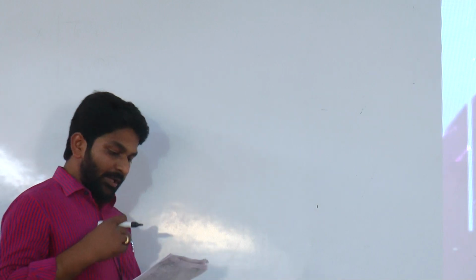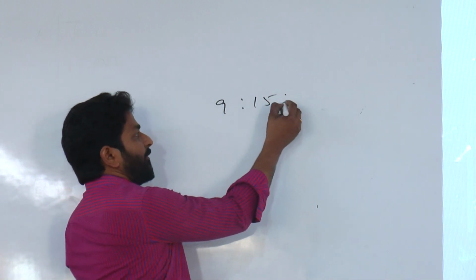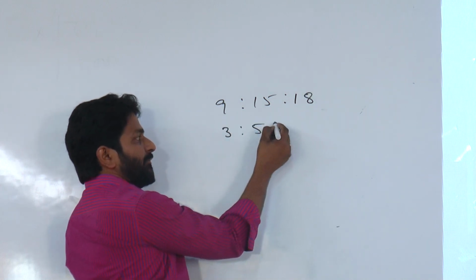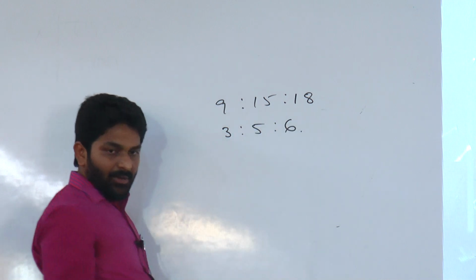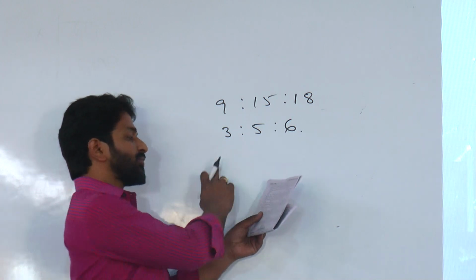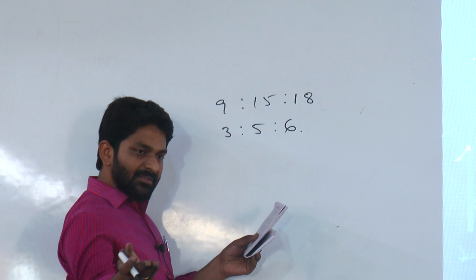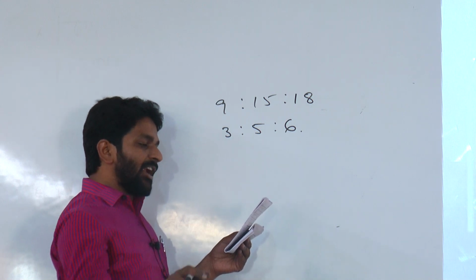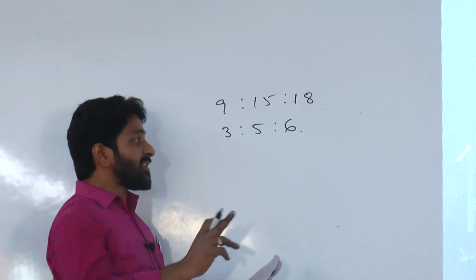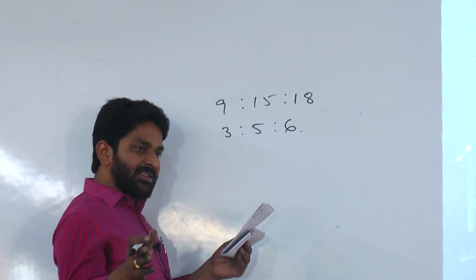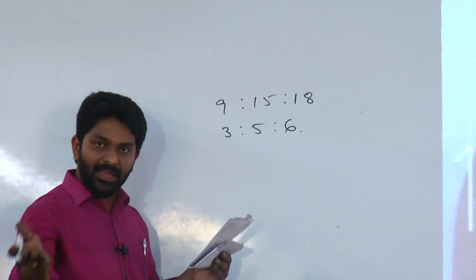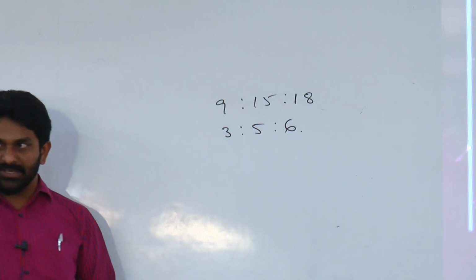ABC ratio is given as 9:15:18. Cancellation with 3 gives 3 times, 5 times, 6 times. Now look at your first option. Is this satisfying 3:5:6? No, that cannot be your answer. If first cannot be your answer, second also cannot be your answer, right? Third is satisfying. Is that satisfying ABC as 3:5:6? Yes. Let me also verify the other ratio, which is 10:12:21. Same numbers you have. So third option is the right answer.